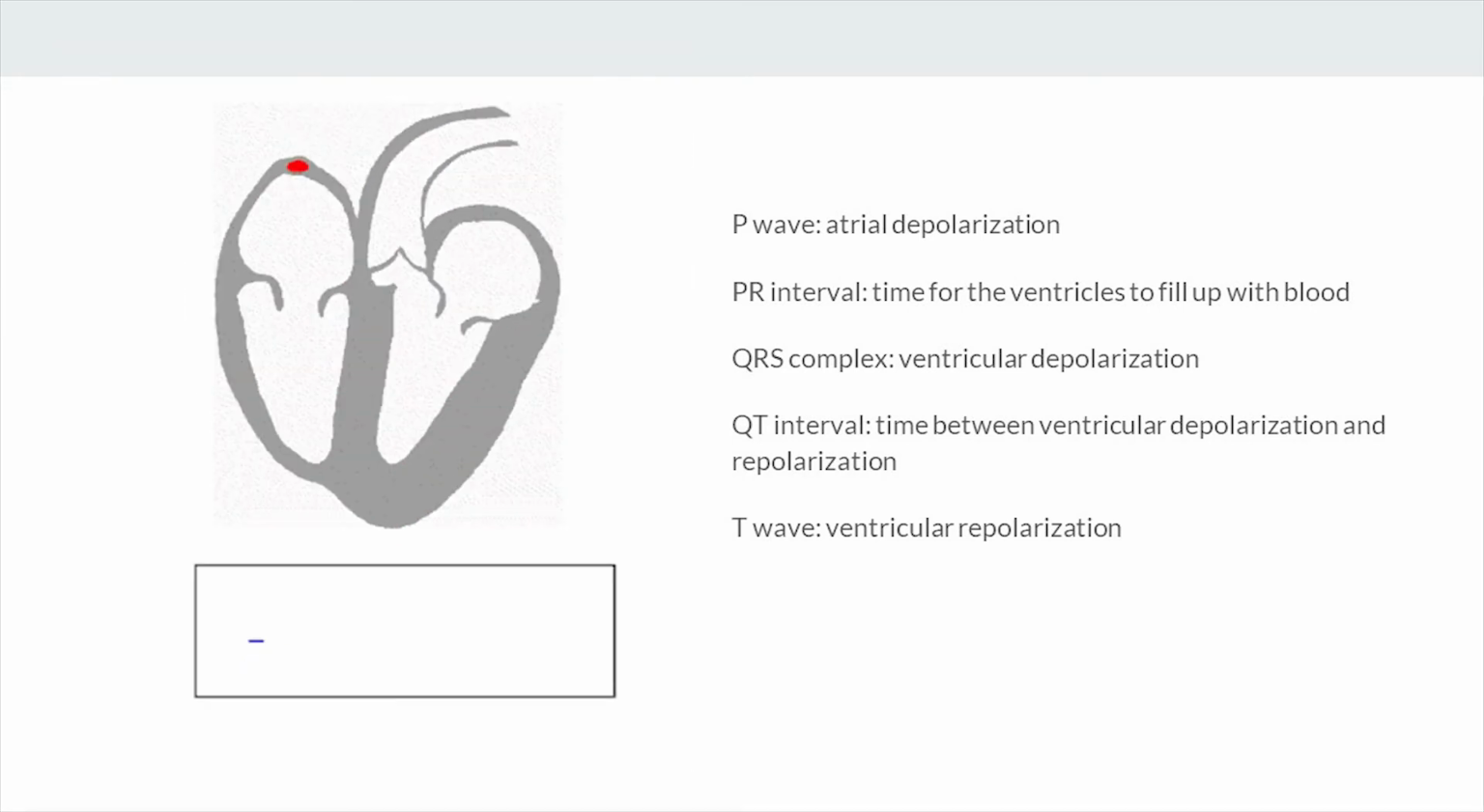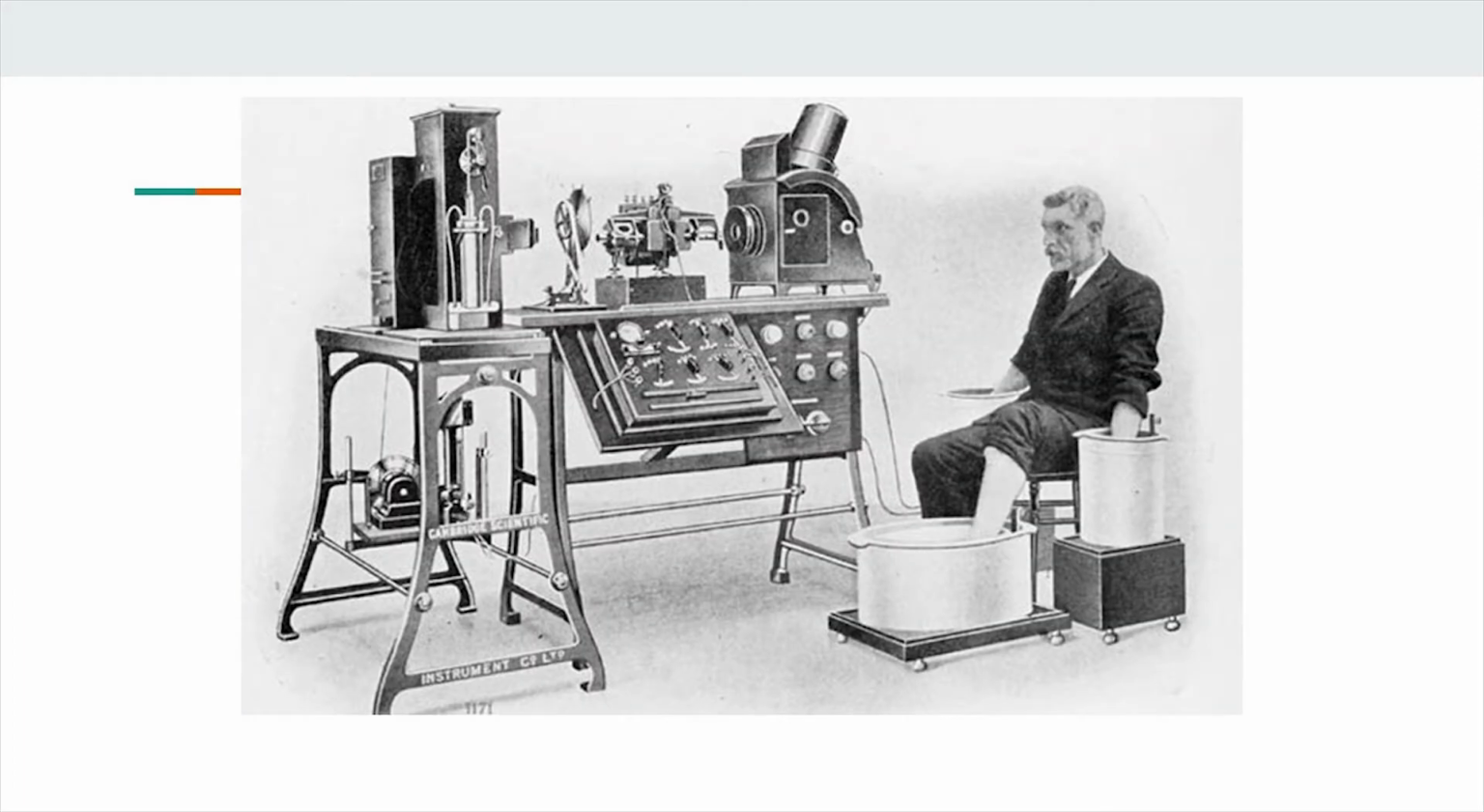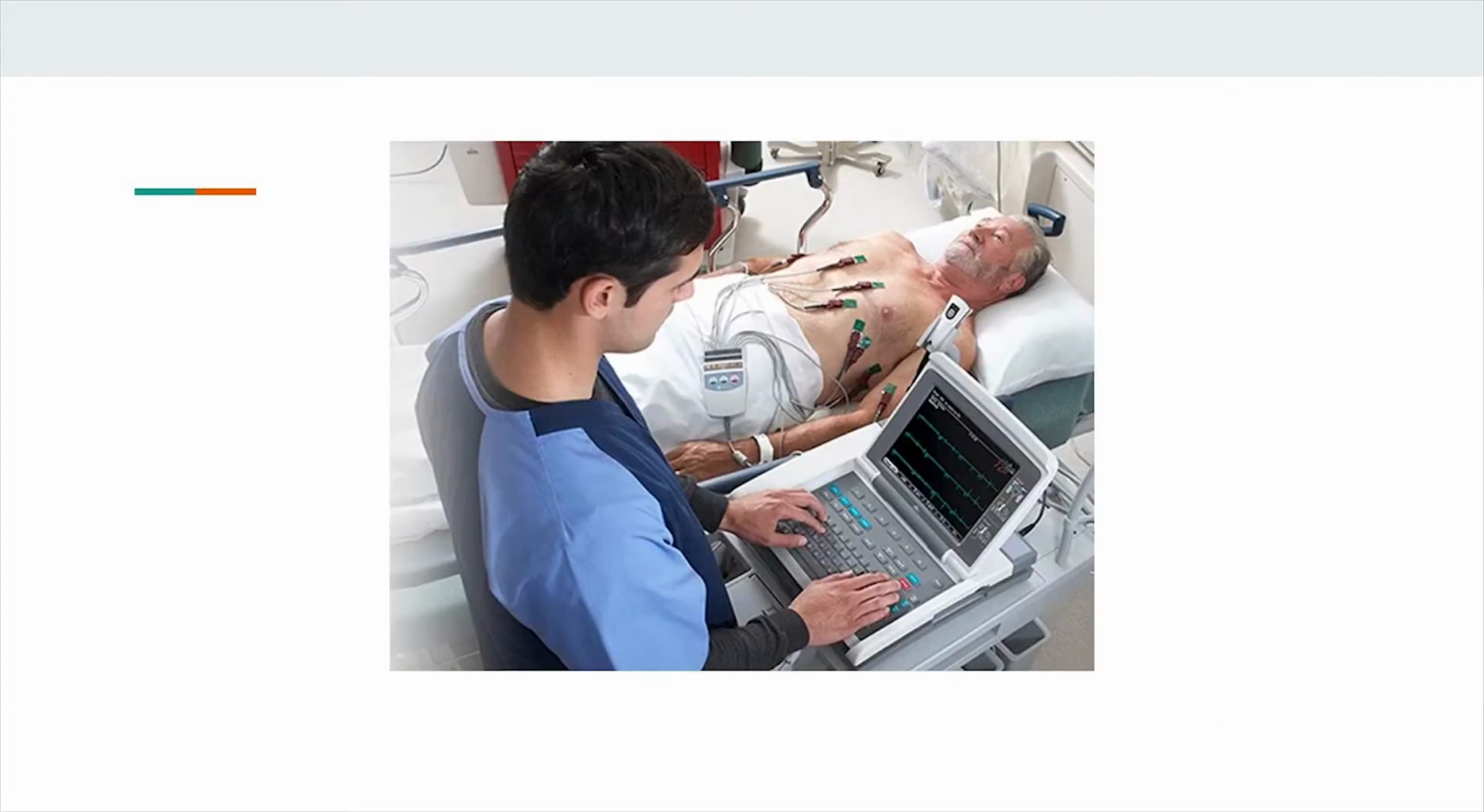Let's talk about how the EKG machine works. Here's an illustration of the first EKG machine, which was invented back in 1895. And here's Willem Einthoven, who ended up winning a Nobel Prize for his invention. The EKG machine we use today looks more like this. Instead of buckets of salt water, it uses multiple electrodes to measure voltage.